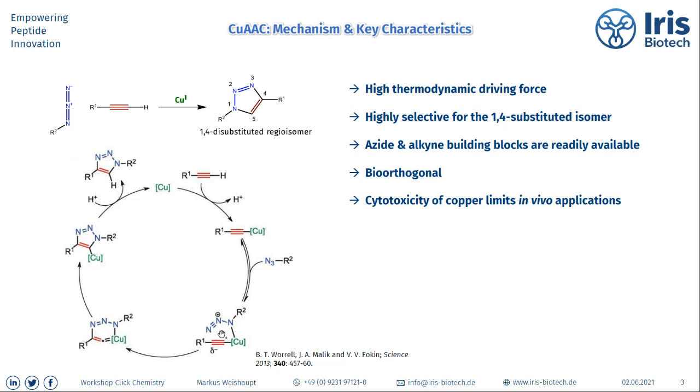This activates the azide and allows for reaction of the terminal nitrogen with the alkyne. Then cyclization occurs, followed by dissociation of the product from the catalyst and reprotonation. And the catalyst is regenerated for further reaction cycles. Notable is the high selectivity of this reaction for the 1,4 substituted isomer. An advantage, of course, is that many azide and alkyne building blocks are readily available. As already mentioned, the reaction is bioorthogonal. However, one has to bear in mind the cytotoxicity of copper, which limits in vivo applications.